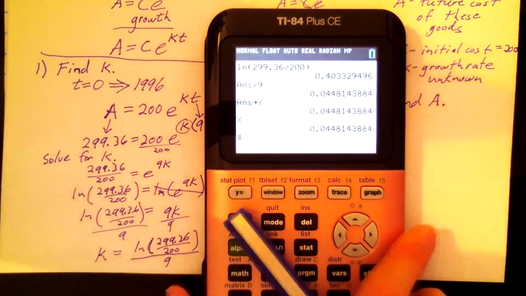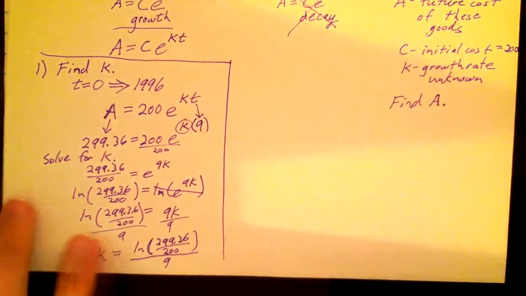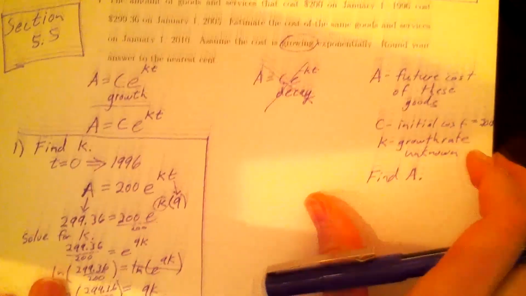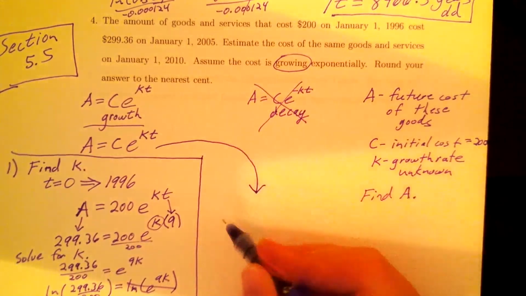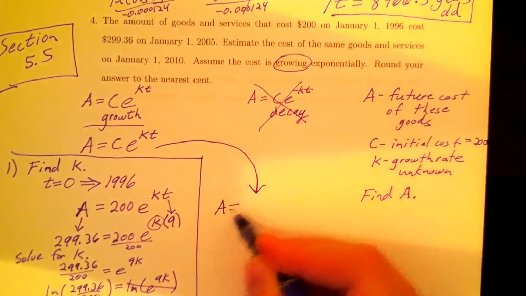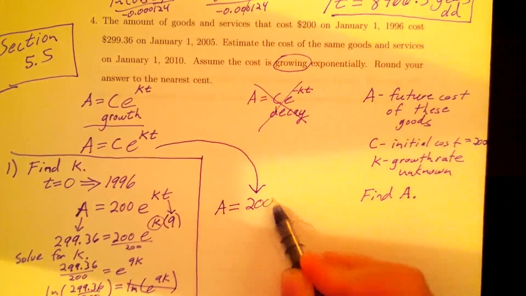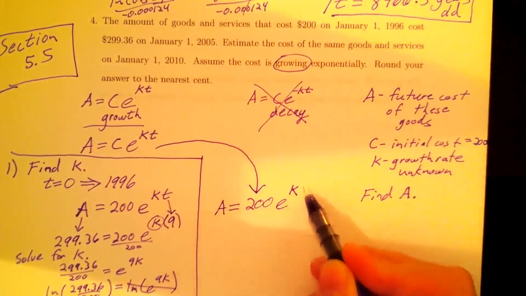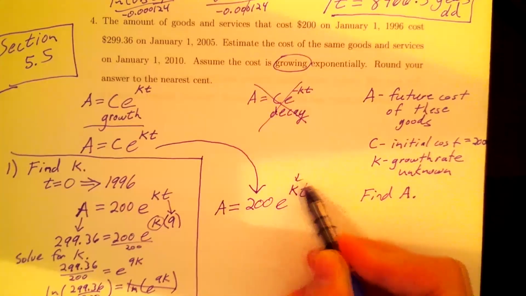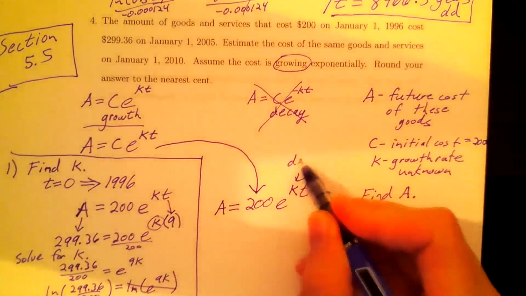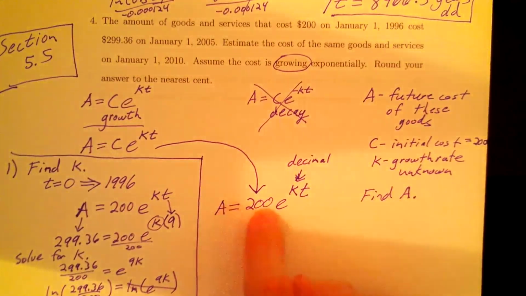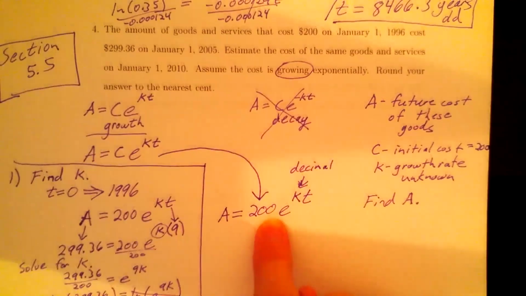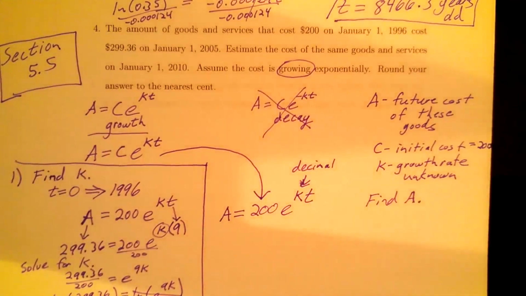So this will help me out when I'm calculating things. K is that big old long decimal that now we know. So my model is about put together. I have A equals C, which is 200, E to the K times T. But now I know what K is. It's that decimal that I've stored on my calculator. So now I can use this completed formula to answer the question. Let's read the question again.